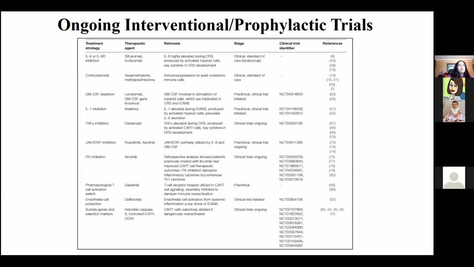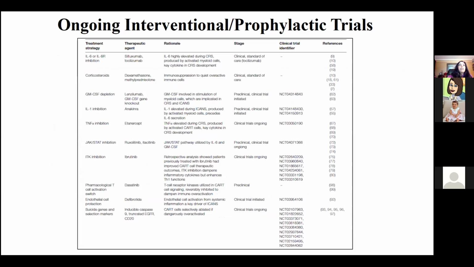So this is just a table that shows some of the ongoing interventional and prophylactic trials that I've mentioned, either inhibition of IL-6 or IL-6 receptor, as we got a question about, using corticosteroids earlier, using anti-GM-CSF antibodies, using IL-1 inhibition with anakinra, using etanercept for TNF-alpha inhibition.